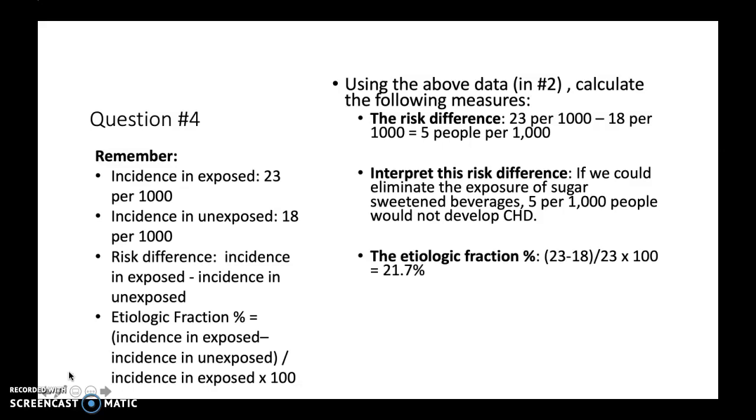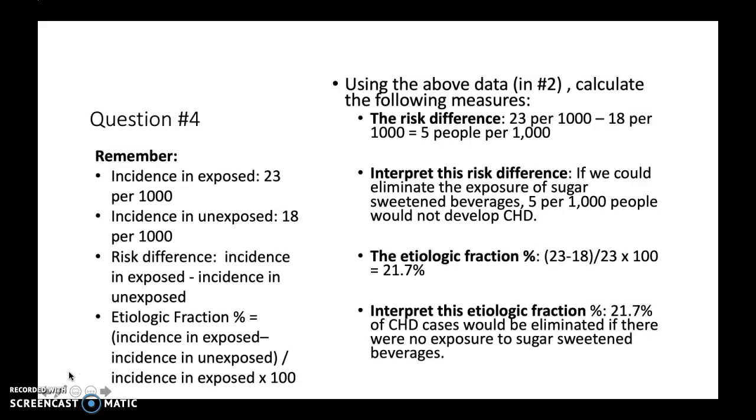And then the etiologic fraction percentage is the incidence in exposed minus incidence in unexposed divided by incidence in exposed, and then we multiply that by 100, giving us 21.7%. And interpreting this fraction percentage, 21.7% of CHD cases would be eliminated if there were no exposure to sugar-sweetened beverages.